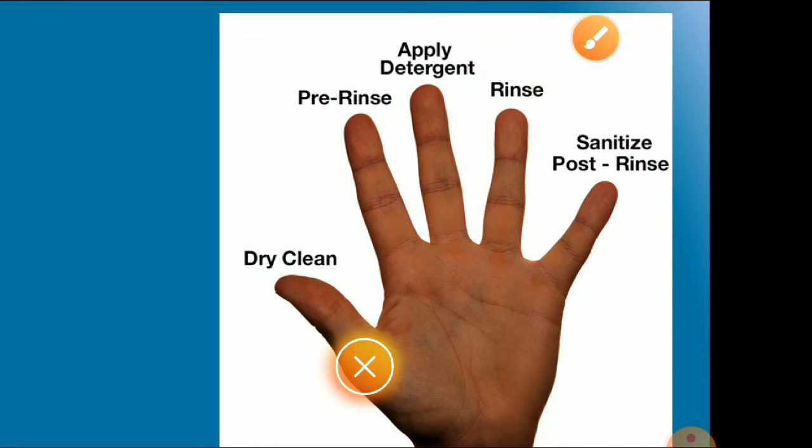The final step is to sanitize the food contact surfaces or floor. After that, we have to post-rinse to neutralize the residues of the chlorine. So these are the five steps of cleaning and sanitizing procedures. Why have I symbolized it this way? Because it is very easy for the workers to understand.